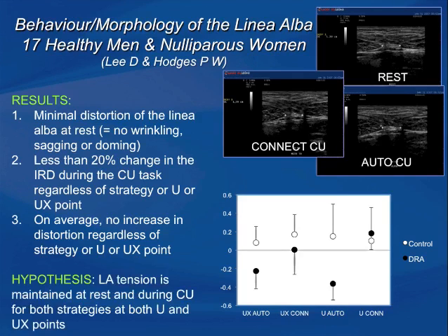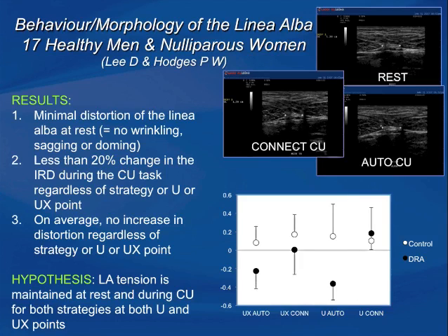So our hypothesis is that tension of the linea alba, and it's important to mention that the distortion index is not a measure of tension. We hypothesize that it represents tension, but it's not a direct measure of tension. So it can only be a hypothesis at this point in time that the linea alba tension is maintained at rest in healthy subjects and during a curl-up task, regardless of the strategy, at both the U and the UX points. So you should be able to maintain tension of the linea alba when you do a curl-up task. And that fits with the theories of the stability mechanisms for the trunk, the force closure mechanism, etc.